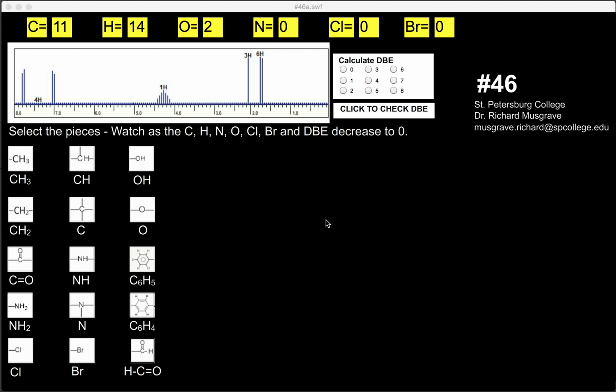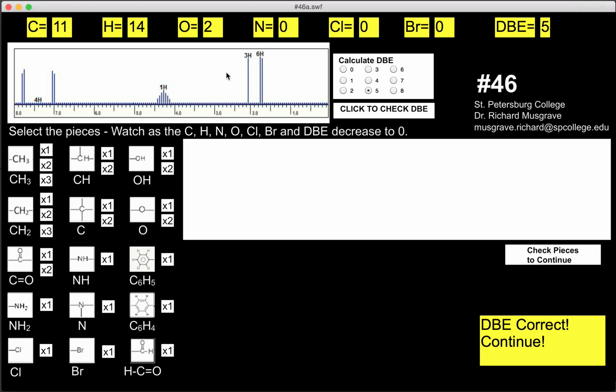This one is C11H14O2. It has 5 double bond equivalents. We have a 4H that's in the aromatic region. It's going to be C6H4, so an aromatic ring with two things attached to it. We have a CH, and we have a CH3 and then two CH3s over here for the 6H.